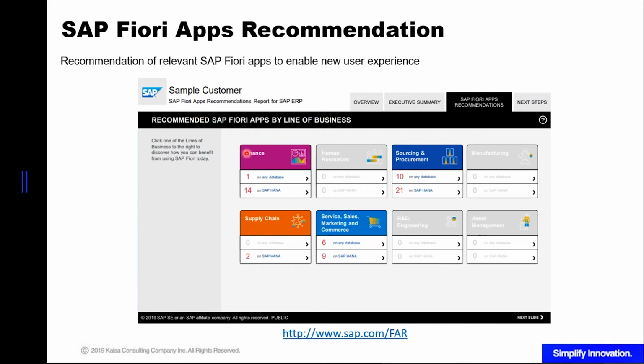Okay, like with Pathfinder, the Fiori apps recommendations are grouped into LOBs and separated into the database where the system is running, in any DB or in an SAP HANA. Again, if you click on these links, you will be brought to a reference site, which I will discuss after this. But the link to get this report is this: www.sap.com/FAR.